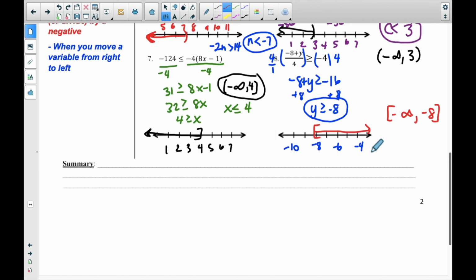Okay, and that's it. All right, we learned quite a bit here, a lot of review, but also some new things. So what do you need to remember? Write down at the bottom some things that you need to remember. You can talk about the braces, the brackets, and the parentheses. You can talk about the open circle, closed circle. You can talk about when you switch the signs and when you don't. Just some different things to remember from today's lesson.